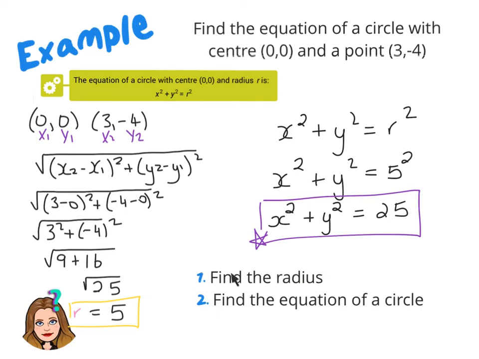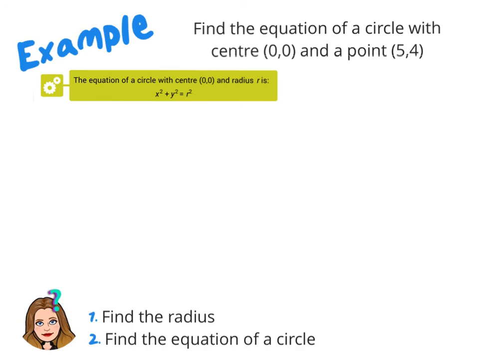So essentially you are, for step 1, finding the radius using the distance formula, and then step 2, you're finding the equation of a circle by substituting in for r. Okay, so now let's look at a question where, again, the centre is 0, 0. We are missing the radius, but we are told that a point on that circle is 5, 4. So our step 1 is the same. We find the radius using the distance formula. So pause the video now, substitute into your distance formula using the 2 points, and find for me the radius.